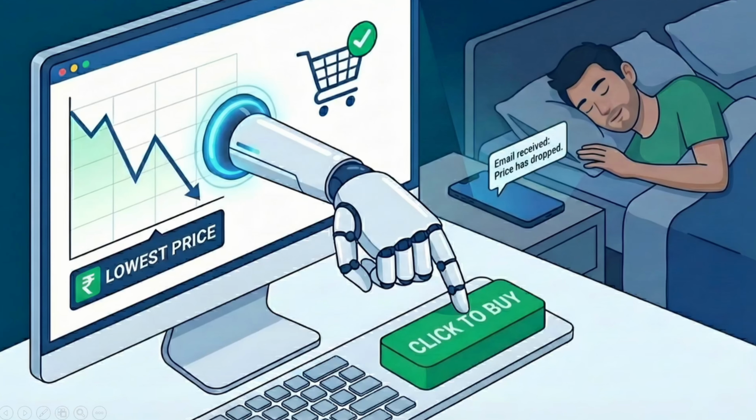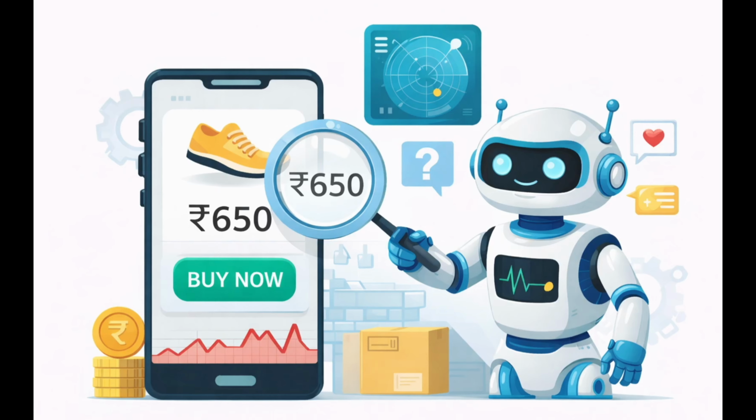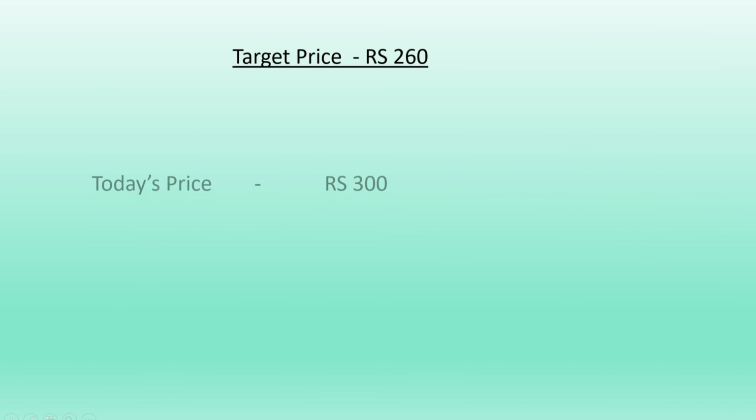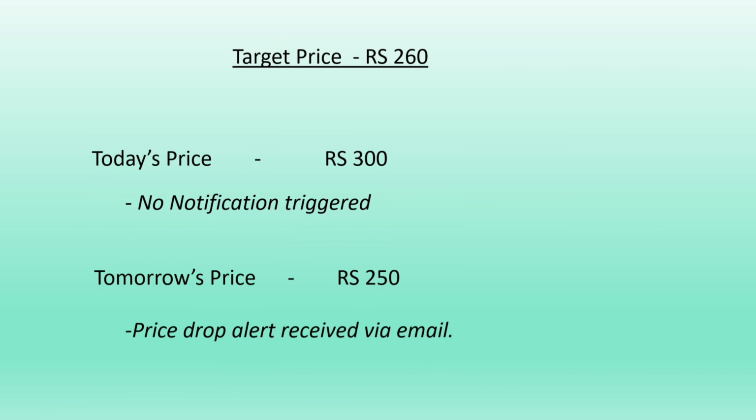So I thought to automate it, so that I don't have to manually open the app every day, and I can catch the lowest price and buy the item when the price is down. I tried it just for fun and as a learning experiment, and I'll show you the complete details in this video. I've built a bot that will monitor the price, and I have set a target price. Whenever the price of that specific item goes below that value, it will send me an email notification with the link.